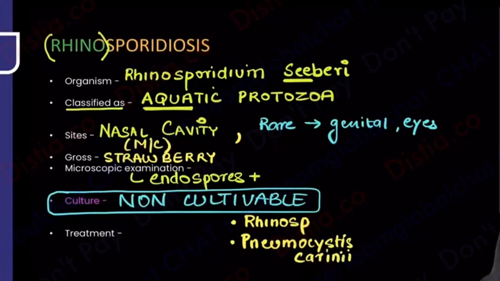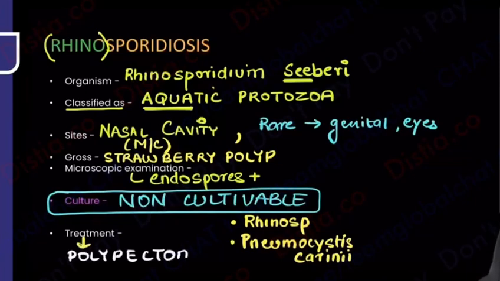Next, what is the treatment? If there's a polyp, like I told you in the beginning, that there's a strawberry nasal polyp, so you'll have to remove the polyp. So the ideal treatment is going to be a polypectomy. The best one that you're going to do is going to be a polypectomy. So that's your final flashcard that you have for rhinosporidiosis. Rhino should remind you that nose is the most common.